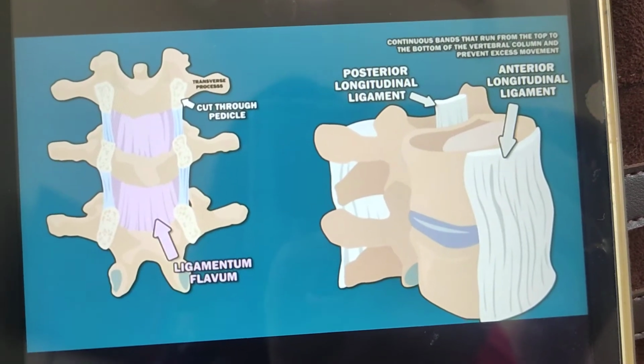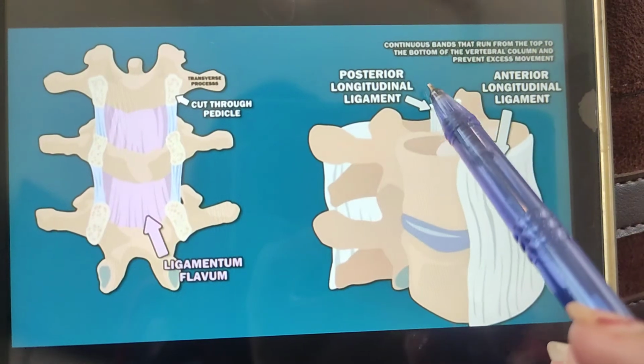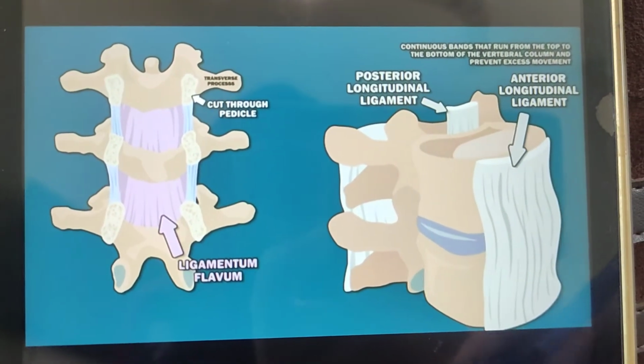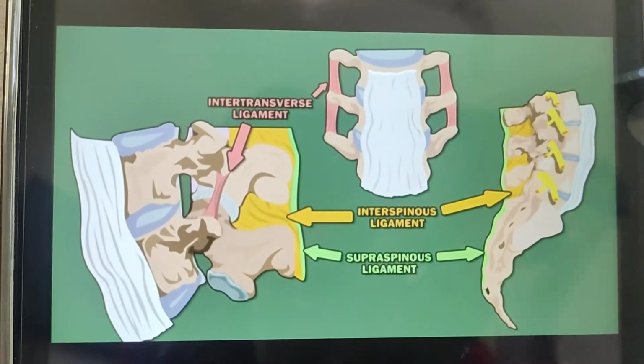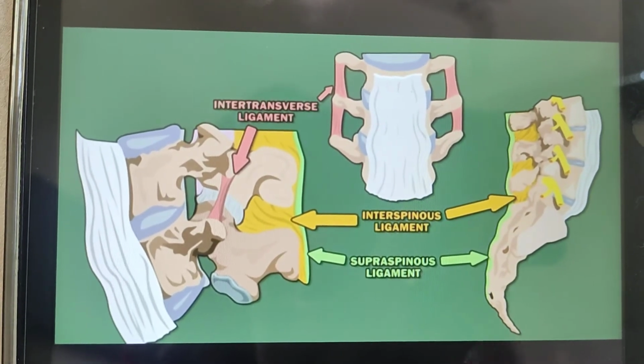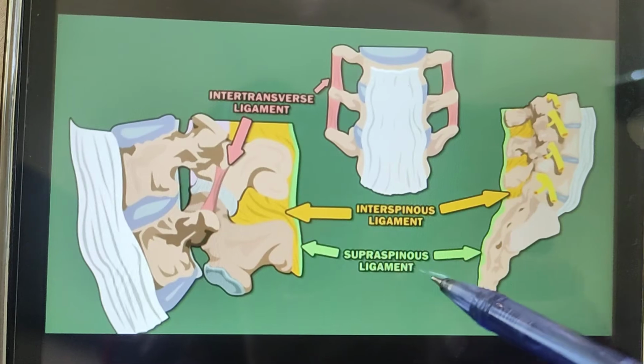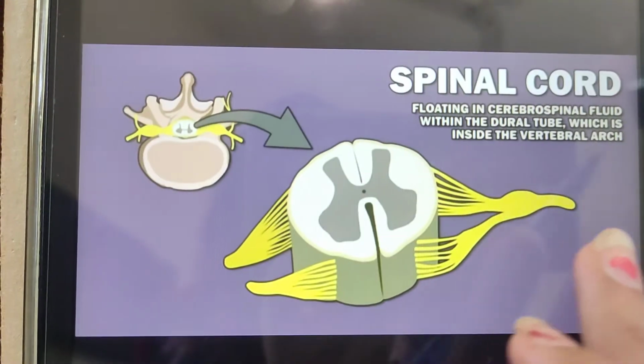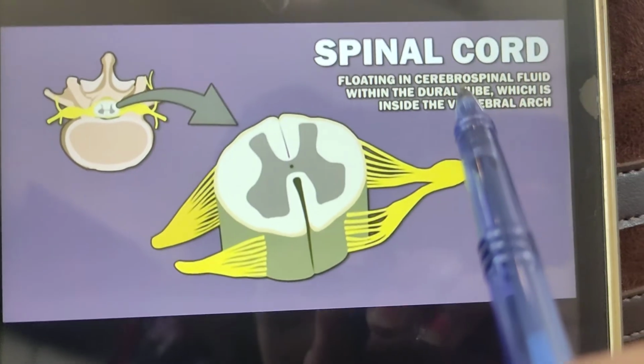Then we have the anterior longitudinal and posterior longitudinal ligaments which arise from the bodies of the vertebrae. Then again you can see interspinous, supraspinous and intertransverse ligaments. Then comes the spinal cord.